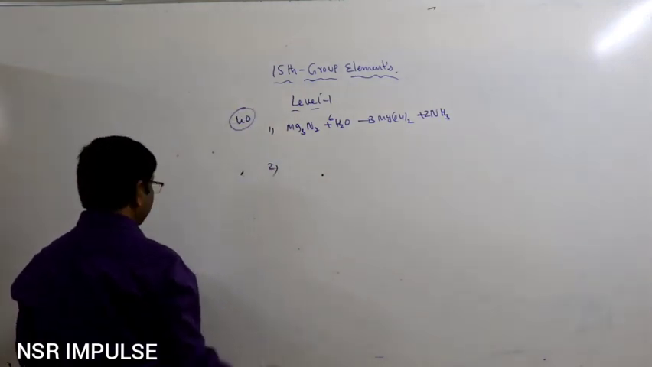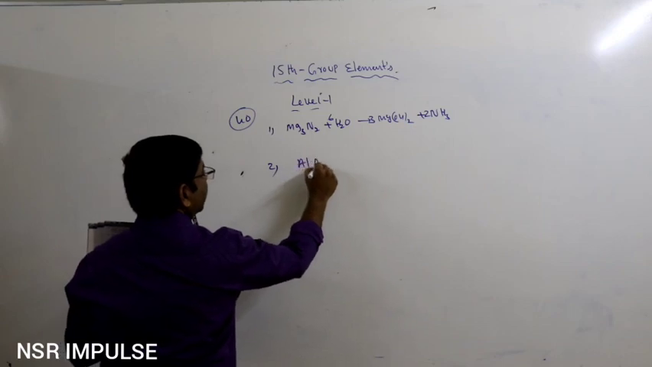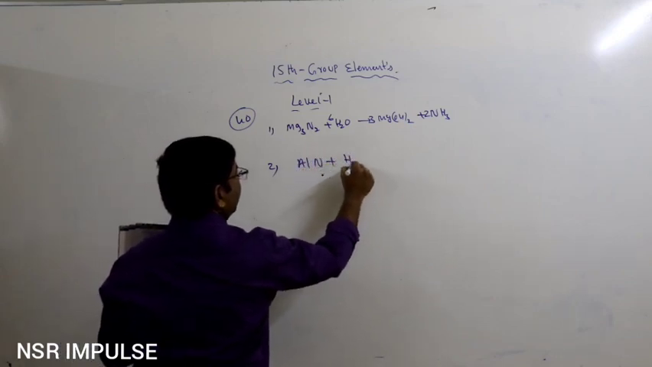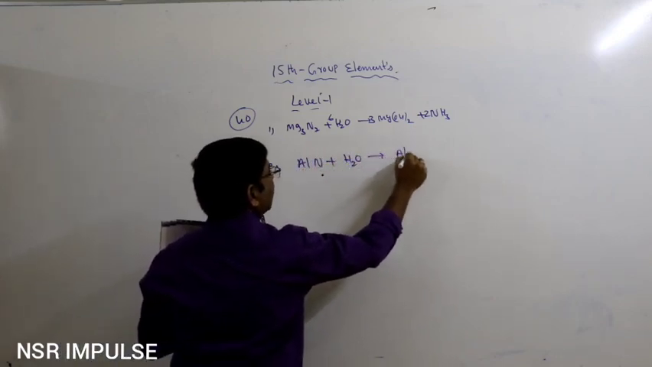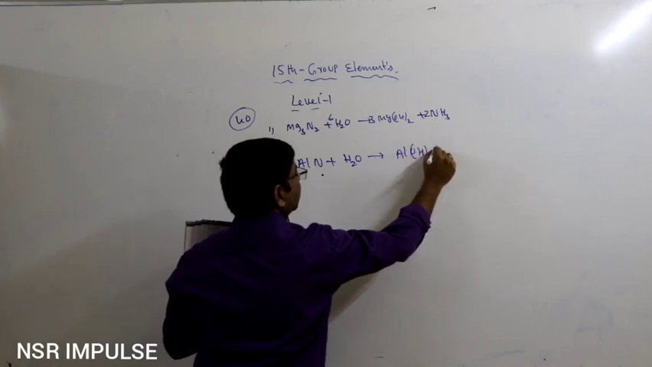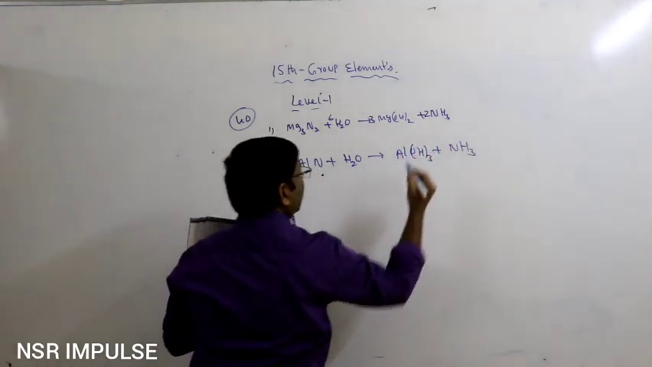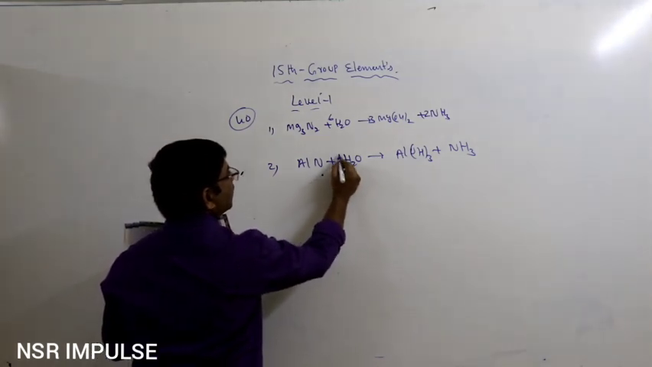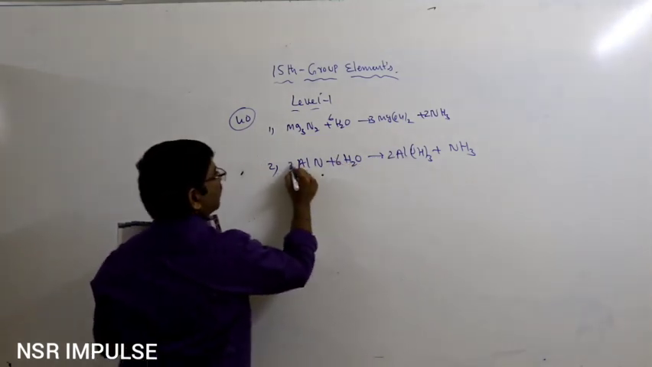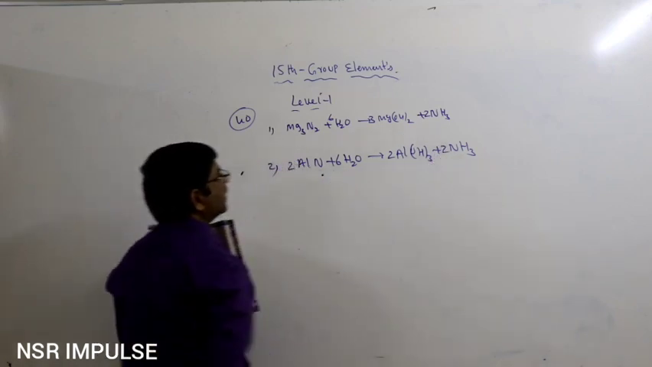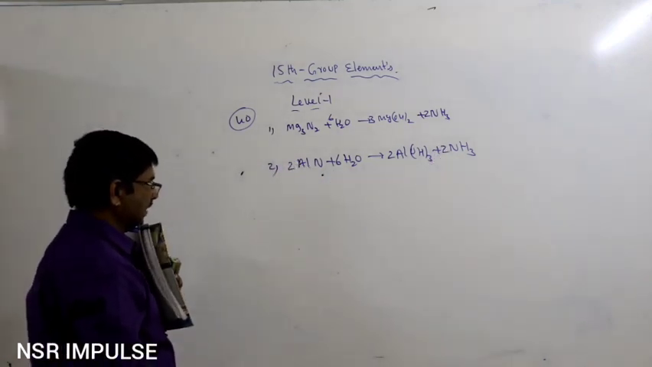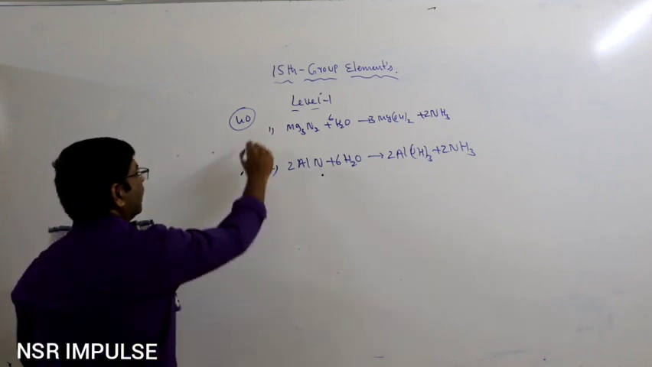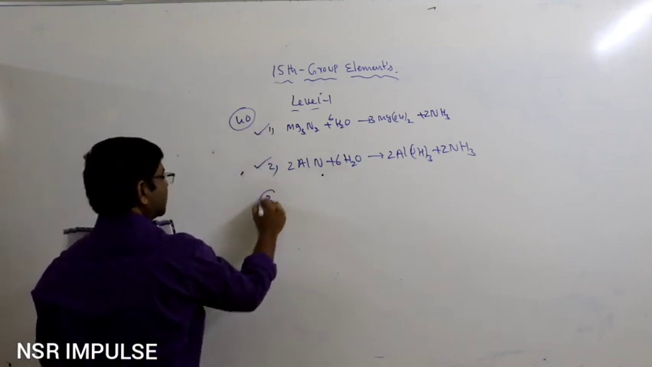Second option is aluminium nitride. Aluminium nitride reacts with water to form aluminium hydroxide and ammonia. So it is possible: 6, 2, 2, 2. These are all balanced chemical equations only. Check it. So the second one also gives ammonia.